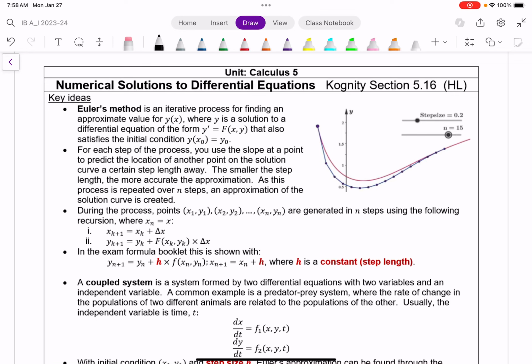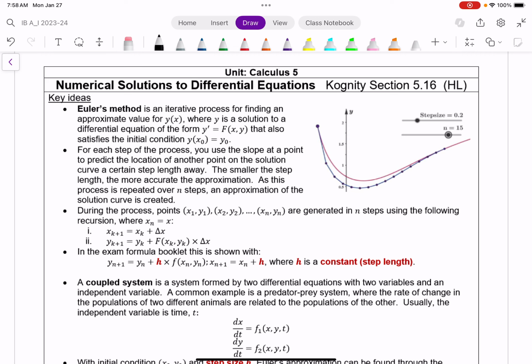All right, so we want to look into what we call Euler's method for approximating solutions of differential equations. Keep in mind, although we've learned how to solve some differential equations, those are just very specific types, essentially those that are separable. There are many more types of differential equations.